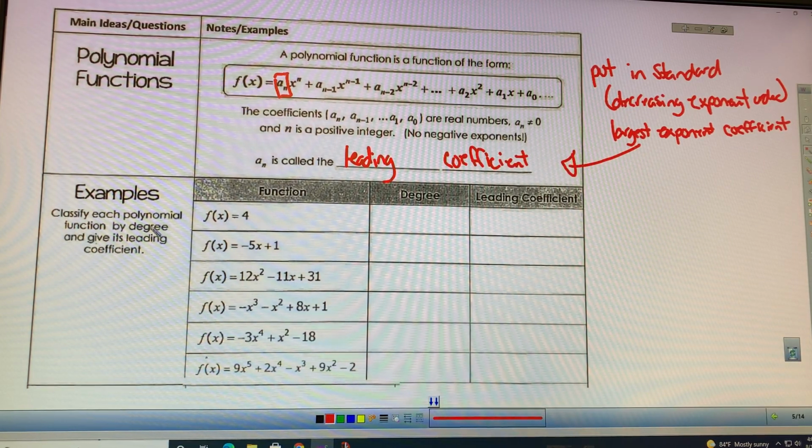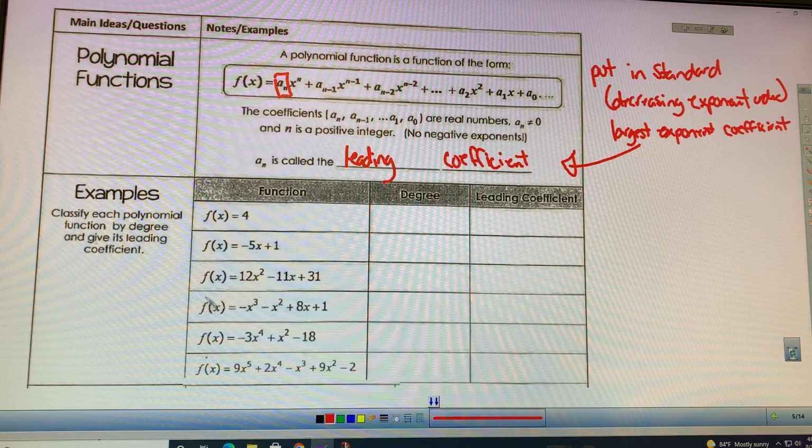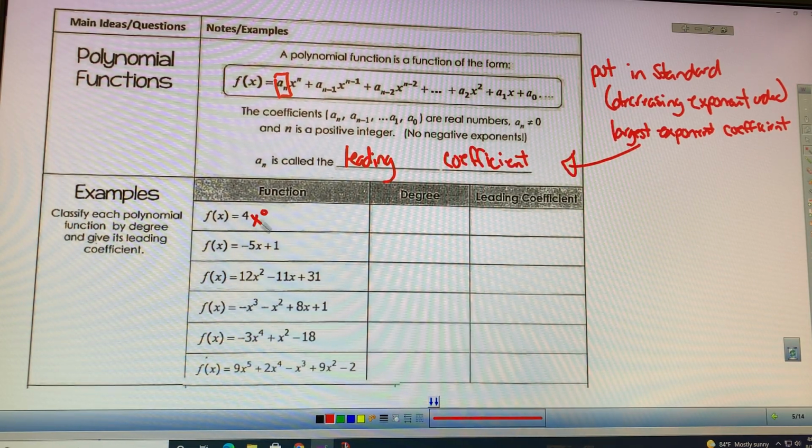So here we are wanting to find the degree. This is x to the 0 because anything to the 0 power is 1, so it has a 0 degree, and the leading coefficient is 4. For this one, look at the first term. What is the exponent? It's 1, so it's a 1 degree function. It's a linear function, and the leading coefficient is -5. Why don't y'all pause this now, finish doing this, and then come back and check.